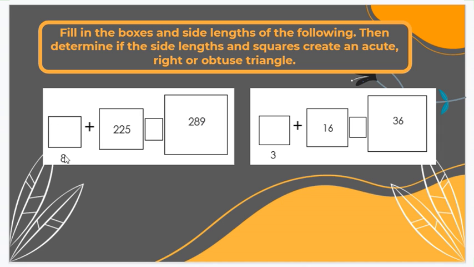If we know the side length of this square is 8, that means the area of it would be 8 times 8, which is 64. If the area of this square is 225, then the side length would be the square root of 225, which is 15. And then the largest square, 289, the square root of it would be 17. And so we want to see if these are going to be equal. Is 64 plus 225 equal to 289? Yes, it is. So this one is a right triangle.